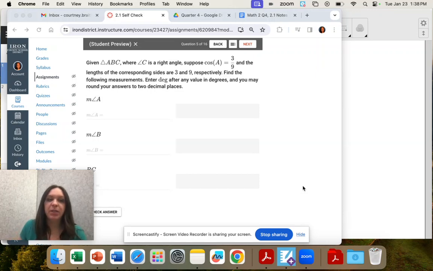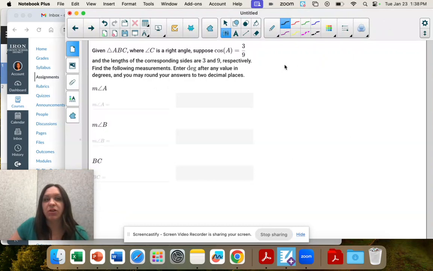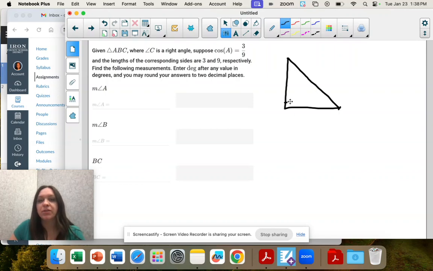Given triangle ABC where C is the right angle, suppose cosine of A is 3/9. So we are going to draw a right triangle like we did last time. C is the right angle. I'll call that A and B. So the hypotenuse is always the hypotenuse, right? It's always that longest side.